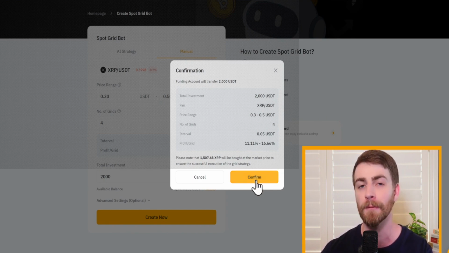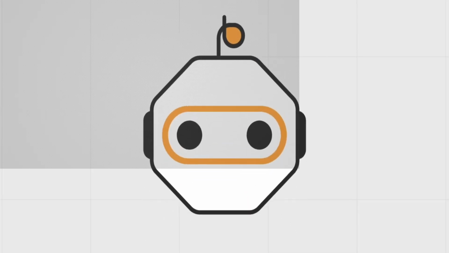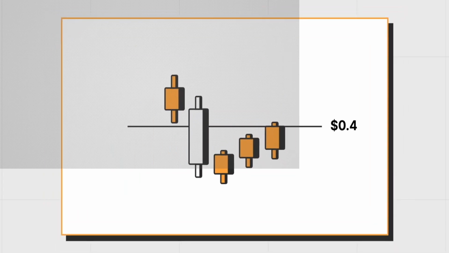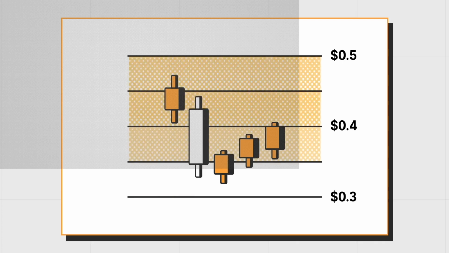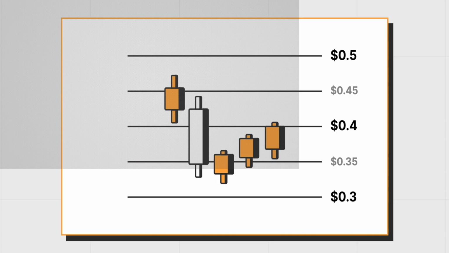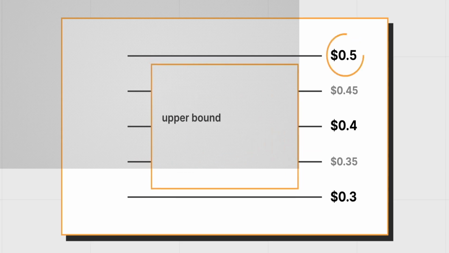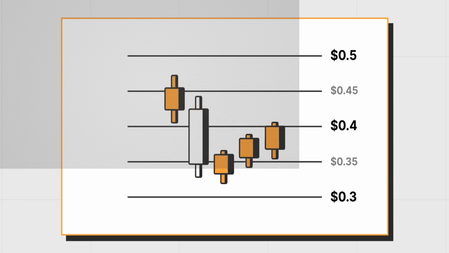But before we hit confirm, I want to explain exactly what's going to happen once our bot is up and running. Our spot grid bot is set up for the XRP to USDT pair. The market price is currently 40 cents. The upper bound of our price range is 50 cents and the lower bound is 30 cents. We're using 4 grids for this one, which sets our price interval to 5 cents. This is determined by taking our upper bound 50 cents, subtracting our lower bound 30 cents, and then dividing by our number of grids. 20 cents is the difference. 4 grids spread out evenly gives us a 5-cent interval per grid. Buy and sell orders can be set at each 5-cent jump, from 30 cents all the way to 50 cents.